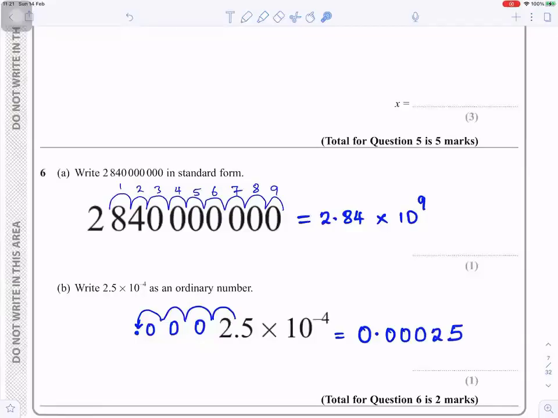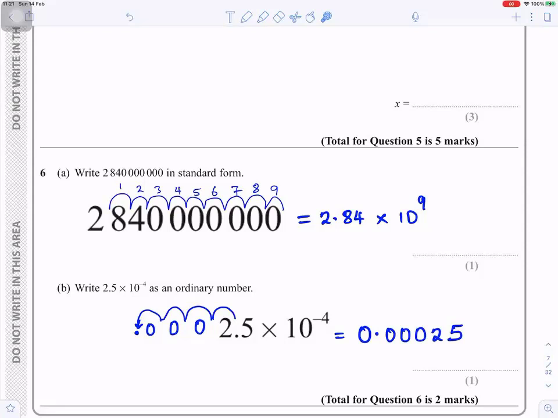Question number 6. Write in standard form. So when you put that number, you can start to count from the end. 1, 2, 3, 4, 5, 6, 7, 8, 9. So we move the decimal place 9 places to the left. So it will be 2.84. Decimal point will be 2.84 times 10 to the power 9, because you moved it 9 places. So that's how you write it in standard form.